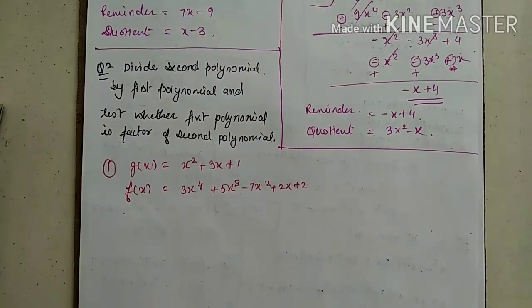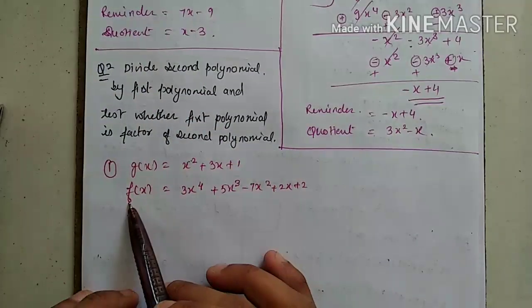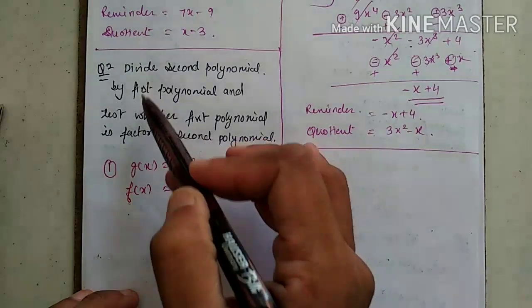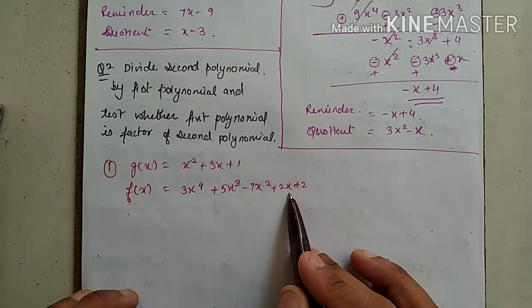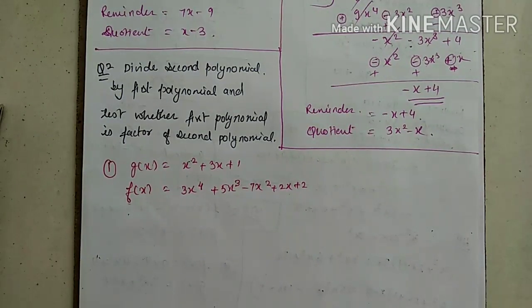Come to question number two. Divide the second polynomial by the first polynomial and test whether the first polynomial is a factor of the second polynomial. Just understand the terms. The question is saying to divide the second polynomial by the first polynomial. It means this second polynomial you have to divide with the first polynomial. In the sense, this is your divisor, and this is your dividend.